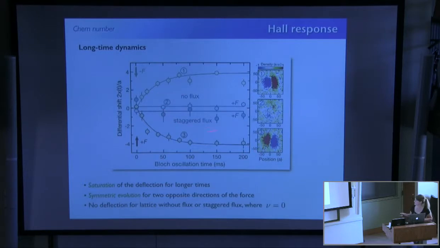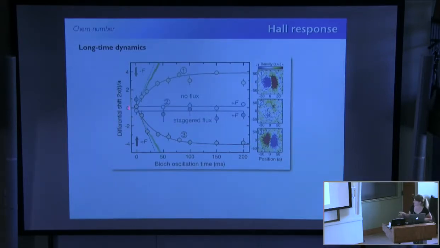And we see that if we switch off the magnetic flux or study a staggered flux configuration where the band topology is trivial, then we don't see any non-trivial motion perpendicular to the force that we have applied. And if we compare this to numerical simulations, we see that this cannot be captured by Landau-Zener transitions to higher bands, but there's something else going on during this evolution.